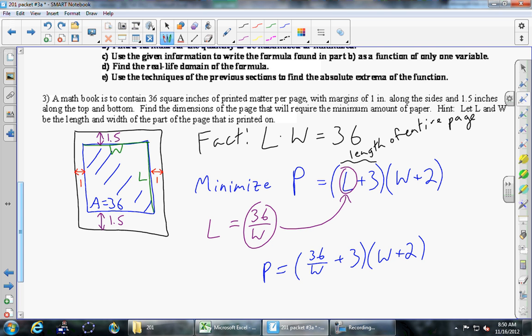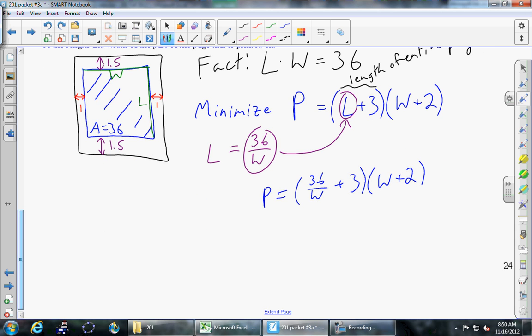So we've got that. Part D, find the real-life domain of the formula. Okay, so the domain, that means we're looking for values of W. So let's write it here. What's the smallest W that makes sense? Yeah, I mean, it could be really close to 0, maybe not ever equal to 0. Could it be less than 1? Yeah, it could be like a half or something.